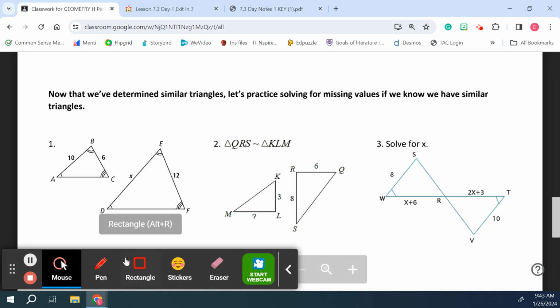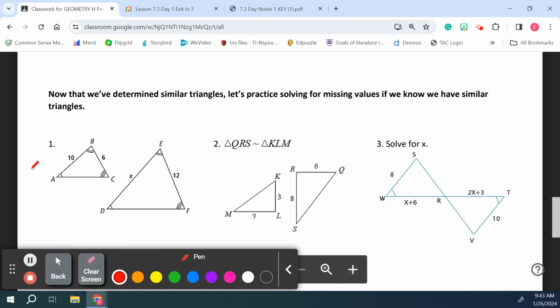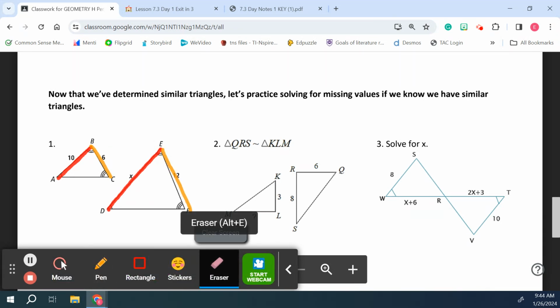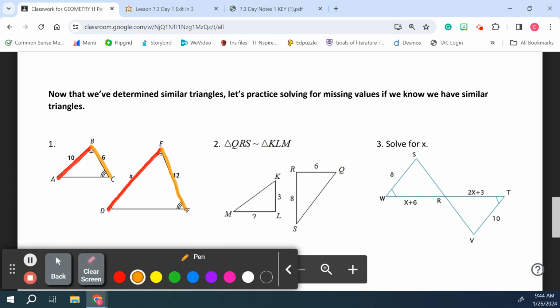All right, so in this case, it looks like we're looking at AB. And how do I know? AB should be similar to DE. And how do I know that? I have the angle markings to guide me. Then I have BC and EF.